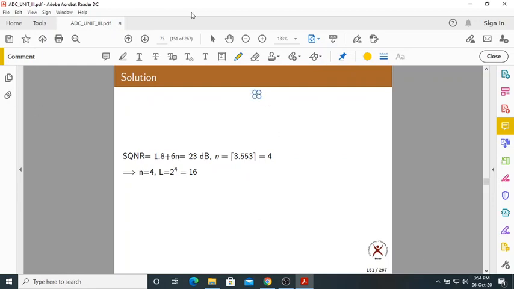The solution is very simple. For a sine wave and cos wave, what is SQNR? In dB it is 1.8 plus 6n. They want a minimum of 23 dB. So what is the n value from this? n equals (23 minus 1.8) by 6, which gives around 3.553. But n should be an integer, because n is the number of encoding bits. So the next possible integer for 3.553 is 4. If n equals 4, then L equals 2 to the power 4, which equals 16.